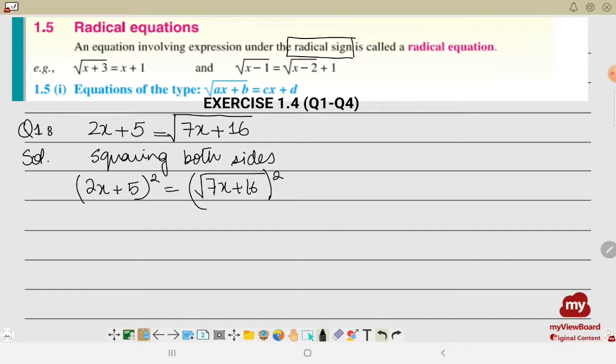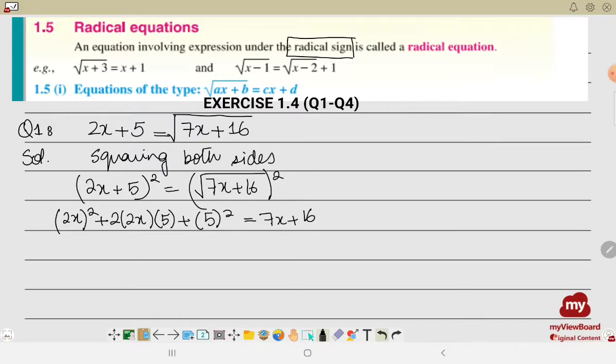On the left hand side, you see we have (a plus b) whole square. So we'll open our algebraic identity, which becomes a square, 2ab, with a as 2x. We'll insert the values of a and b, and we have b square. And on the right hand side, we'll have 7x plus 16, because the radical will be removed by the square.